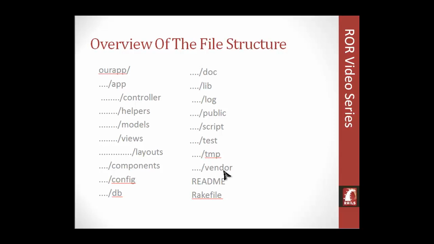Vendors is for third-party libraries, and then you just have the README file, which holds basic details about a Rails application, and then the rake file is similar to the Unix make file. It helps with building and packaging and testing the application. So that's the long, boring file and folder structure. As we go along, you'll get more familiar with them and know what does what.